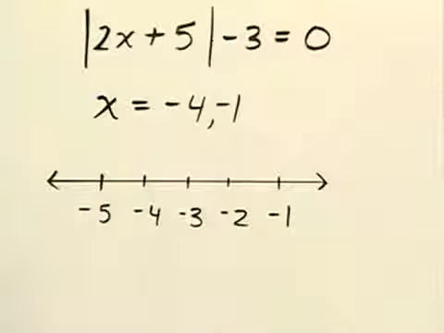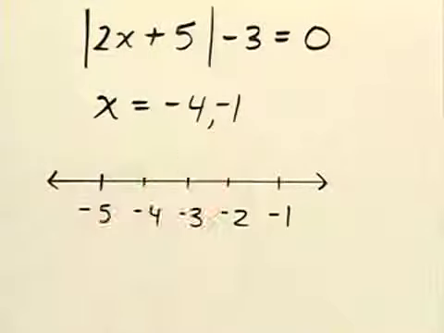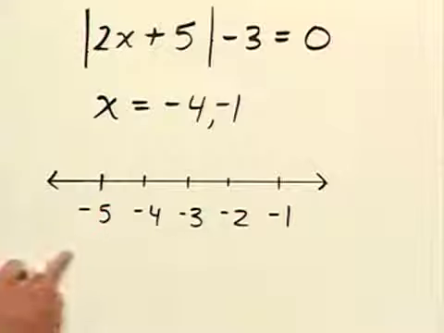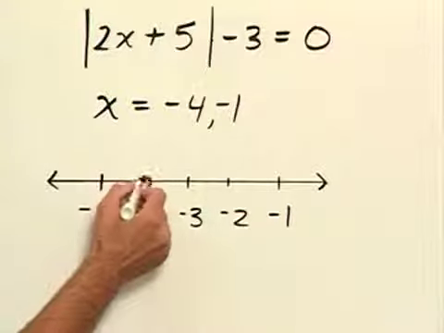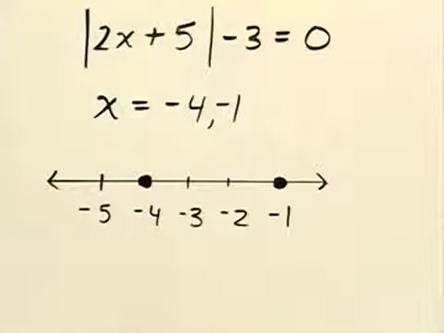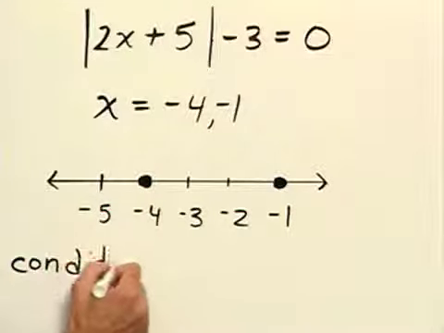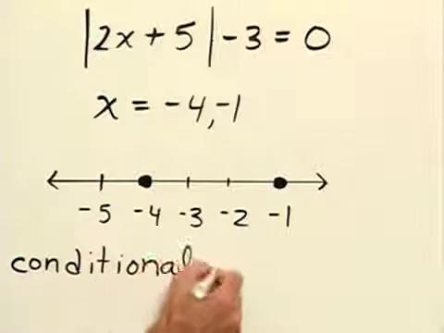The solution of this absolute value equation was x equals negative 4 and negative 1. We're asked to graph this on the real number line, and to do that, we just put points for each of those solutions. So this is the graph of the solution of this absolute value equation. Now again, since we only had 2 solutions here, this is a conditional equation because it's only true sometimes. So this is a conditional equation.